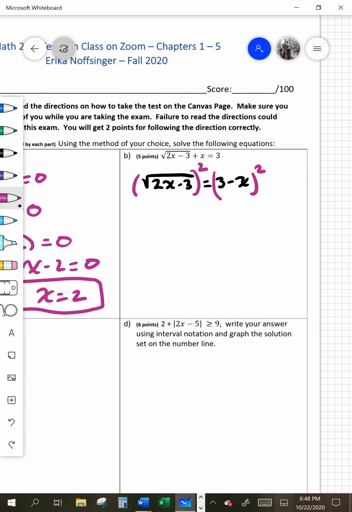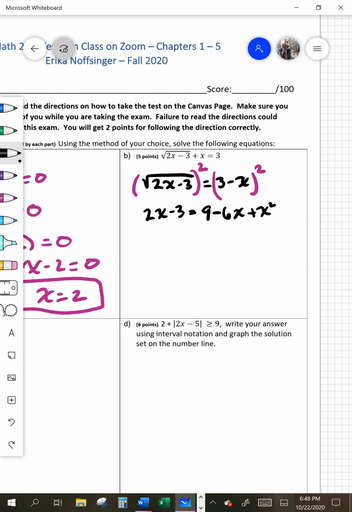And so squaring the square root, we get back what's underneath the radical, which is 2x minus 3, is equal to, when we distribute out, 3 minus x times 3 minus x. And if we do that and combine like terms, we get 3 times 3, which is 9, minus a 3x minus a 3x, which is minus a 6x, and a negative x times negative x gives us a plus x squared.